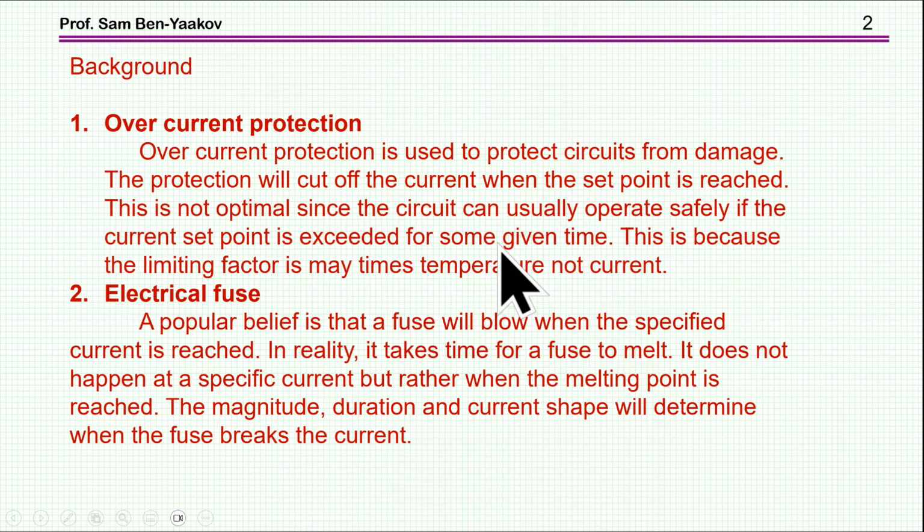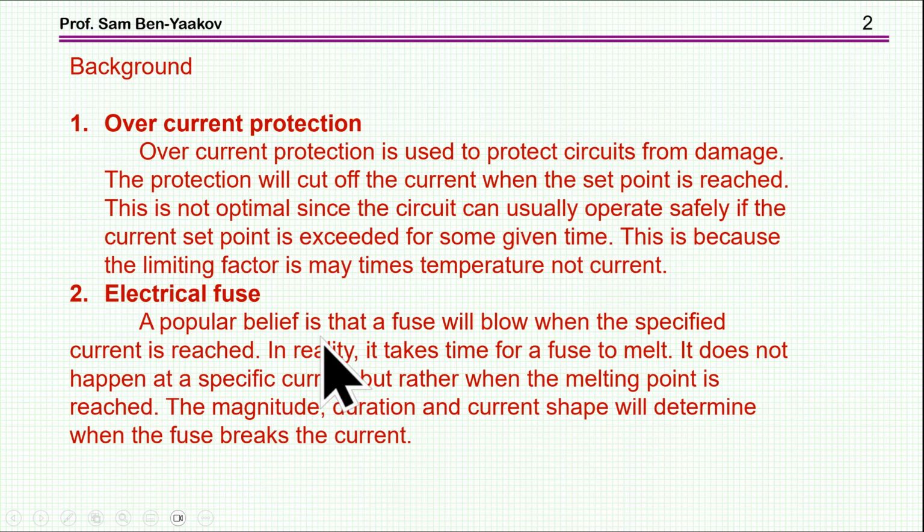That is, although you cannot run the system with the overcurrent, for a short time you can certainly operate it. And this is because the limiting factor in many cases is temperature and not current. For example, if you have a transistor, the limiting factor is the junction temperature and not necessarily the current.